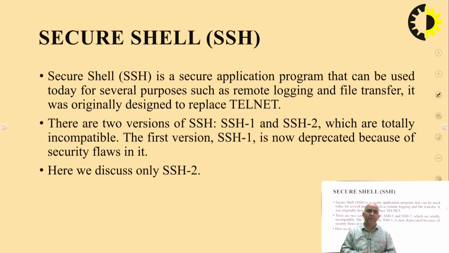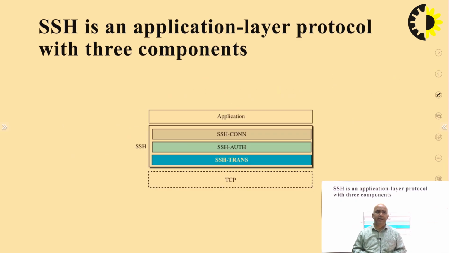There are two types of SSH, SSH1 and SSH2. Nowadays SSH1 is totally incompatible, and the first version, SSH1, is now deprecated because of a security flaw. So, we will be discussing SSH2 in this case.